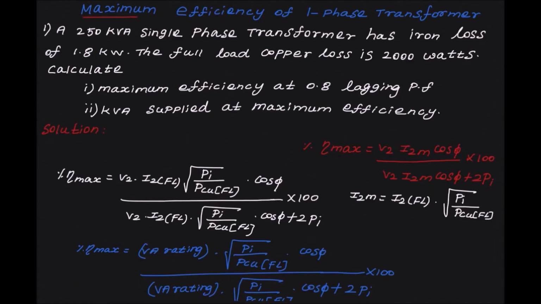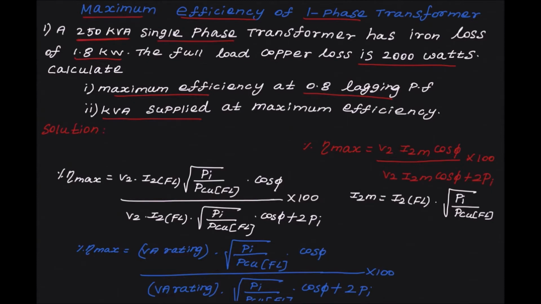In this video, we will see how to calculate the maximum efficiency of a single phase transformer. The problem is: a 250 kVA single phase transformer has an iron loss of 1.8 kilowatt. The full load copper loss is 2000 watts. Calculate the maximum efficiency at 0.8 lagging power factor and the kVA supplied at maximum efficiency. First we'll write the given data.